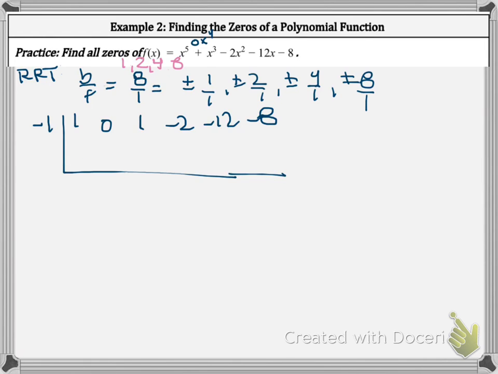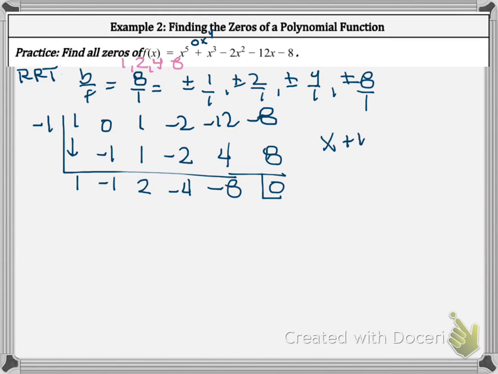So you bring down the first term. So that is 1. 1 times -1 is -1. 0 plus -1 is -1. This is positive 1. 1 plus 1 is 2. 2 times -1 is -2. And this is -4. This is positive 4. This is -8. 8 times -1 is positive 8, and therefore 0. So x plus 1 is a factor.